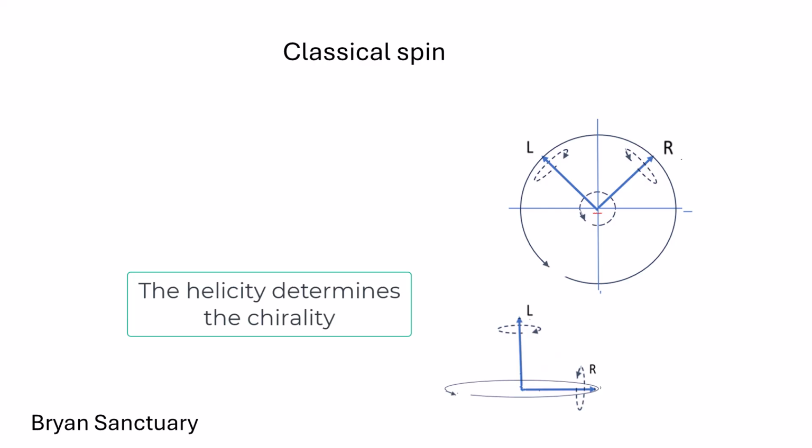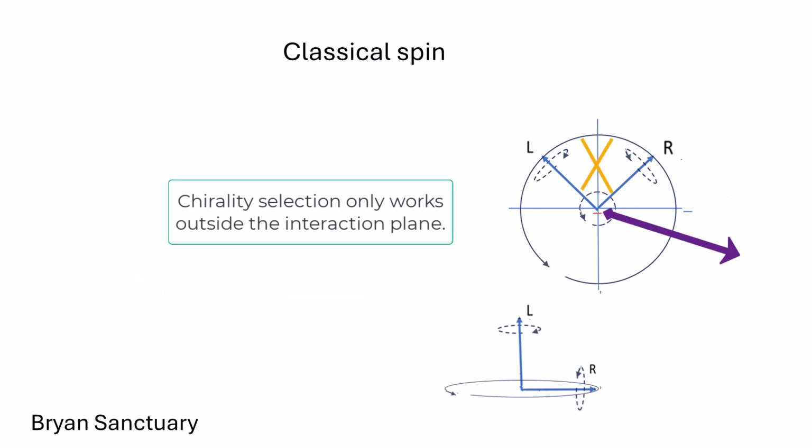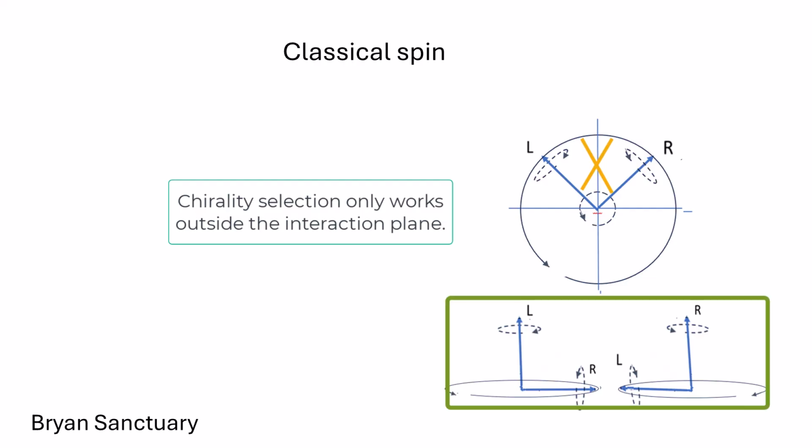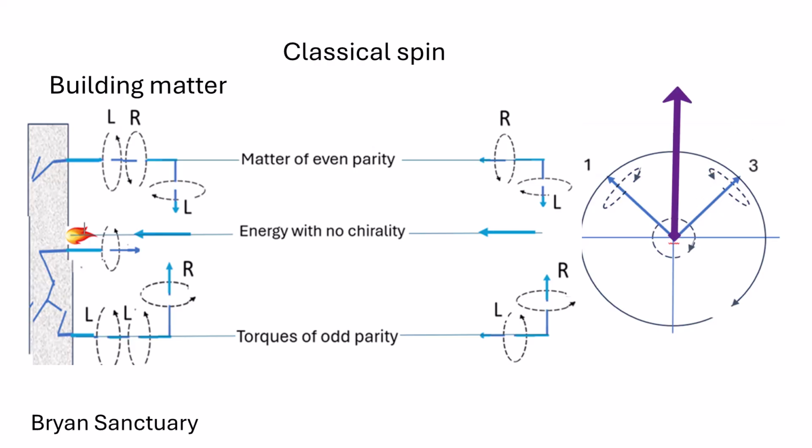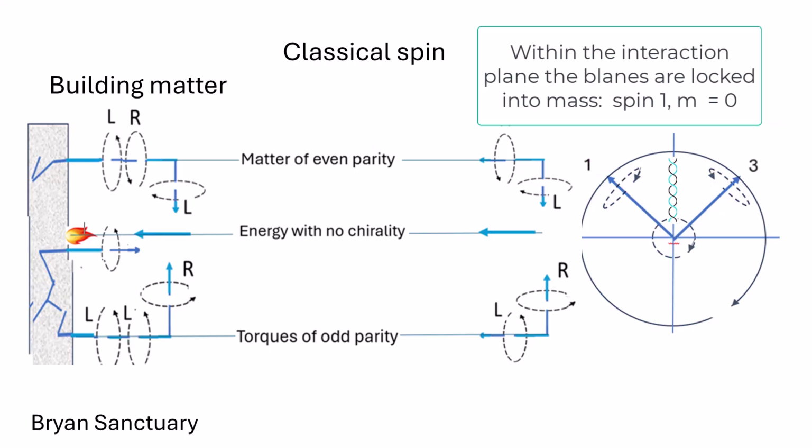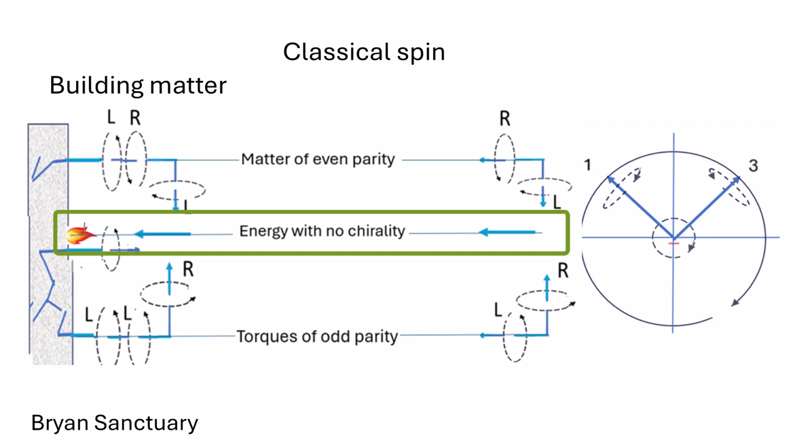However, this is only true outside the interaction plane. In that case, depending on the helicity, a fermion blade can be chosen to have left or right chirality. Within the interaction plane, the two blades remained locked as a spin 1 m equals 0. In a field, the boson remains an arrow of mass, aligned as a spin 1. When that impinges on the surface, chirality plays no role, and it imparts a quantum of energy.